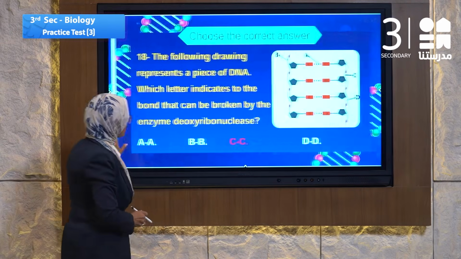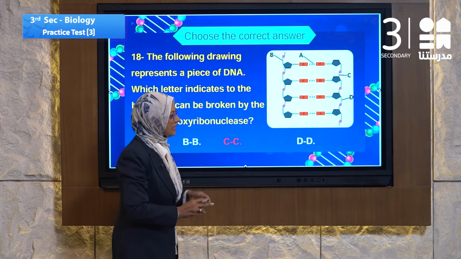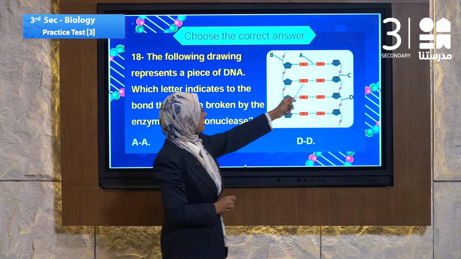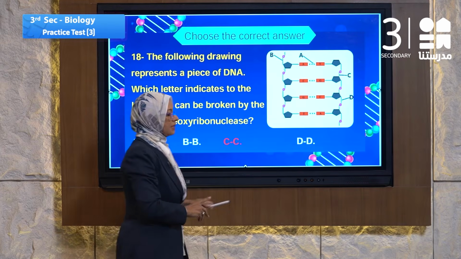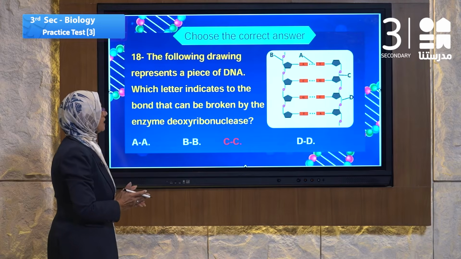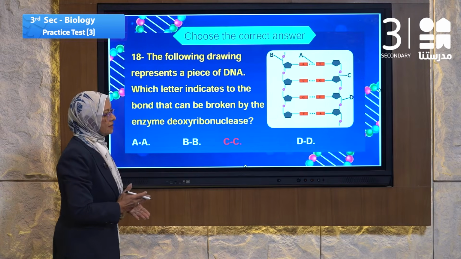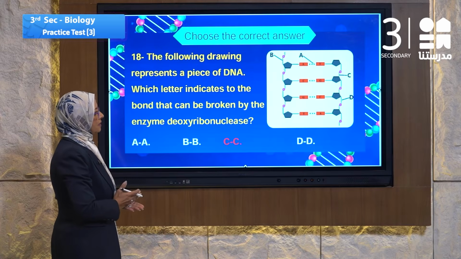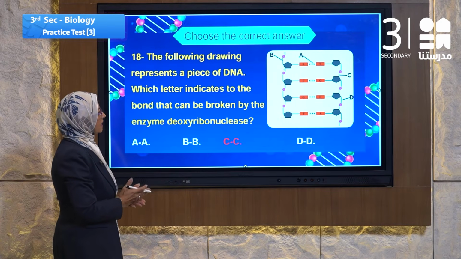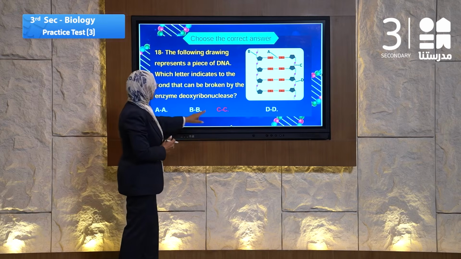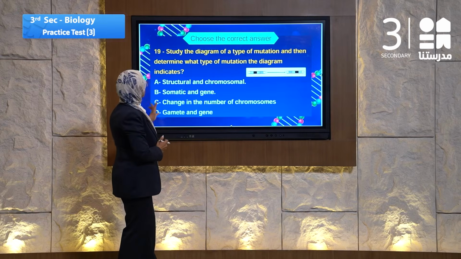Let's see the answer. The answer must be C. Deoxyribonuclease is effective in this bond. That's a covalent bond, the bond between the phosphate group and deoxyribose sugar. Let's go to question number 19.